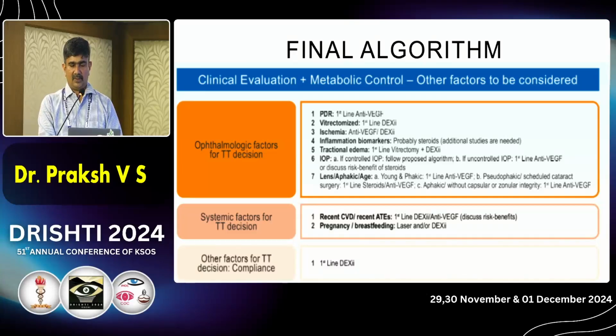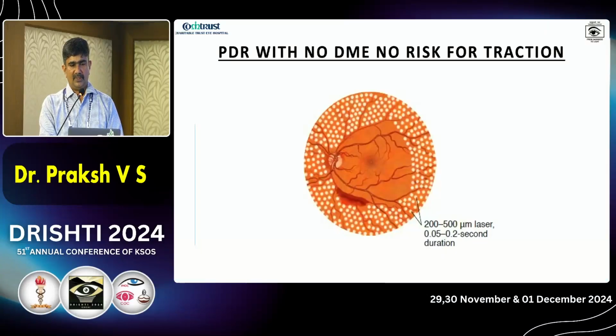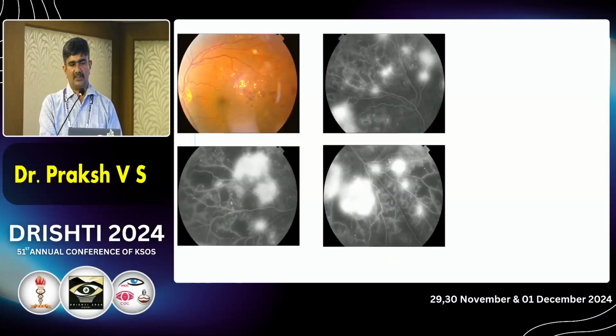And if patients are not compliant, especially the Gulf patients, it's better to go with a steroid implant. And coming to PDR, if with no DME and no risk for traction, go ahead with standard PRP protocol. And if there is risk of traction worsening, then do a fractionated PRP. You avoid doing around the new vessels and do small sittings, 300, 400 burns, so that you don't worsen the traction.